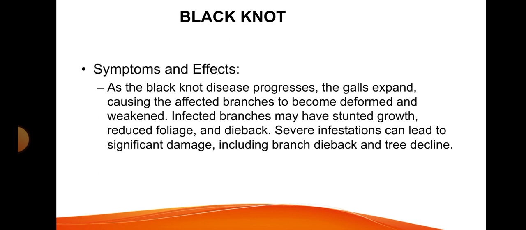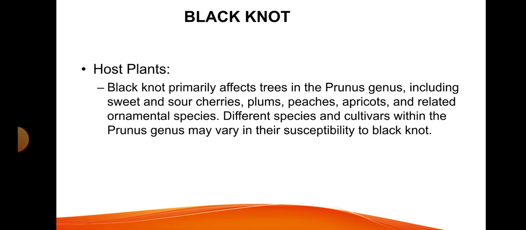Symptoms and effects: as the black knot disease progresses, the galls expand, causing the affected branches to become deformed and weakened. Infected branches may have stunted growth, reduced foliage, and dieback. Severe infestations can lead to significant damage, including branch dieback and tree decline.